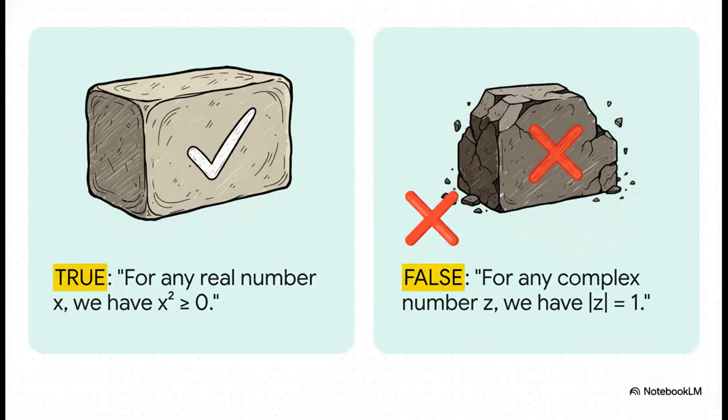Okay, let's look at an example. The statement on the left, that if you square any real number, you get a result that's 0 or more, that's just unshakably true. But the one on the right? That's definitively false. The thing is, both of them are perfect assertions because they have a clear true or false status. This is the bedrock, the solid ground we're going to build everything on.